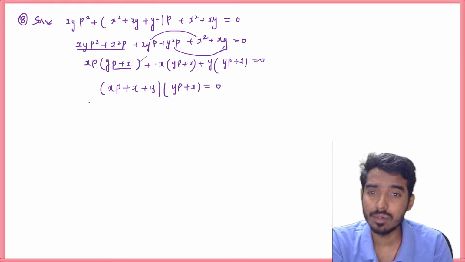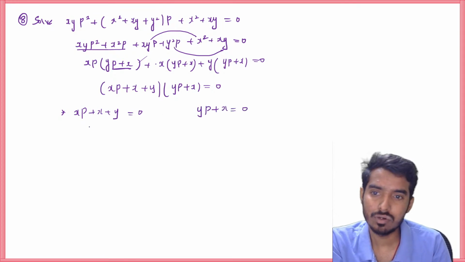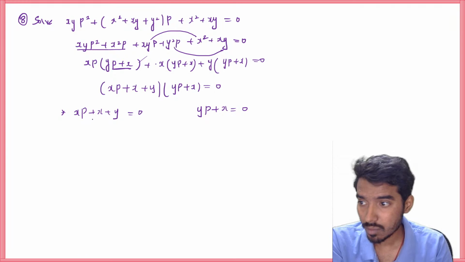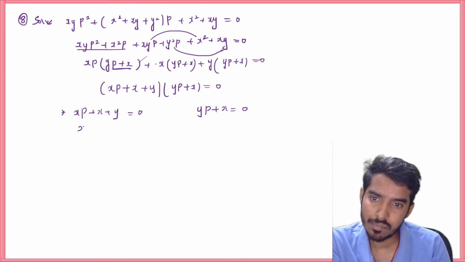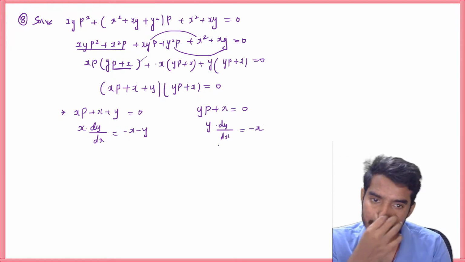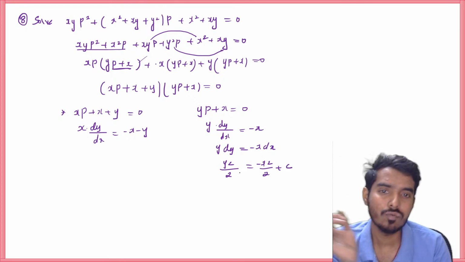Now you have to equate each factor to 0. We have x plus y is equal to 0, and we have yp plus x is equal to 0, and we know p is dy by dx, right? So very simple, right? So x into dy by dx is equal to minus x minus y. Here we have y dy is equal to minus x dx. So this solution is very easy. y square by 2 is equal to minus x square by 2 plus c. So we have found one solution.